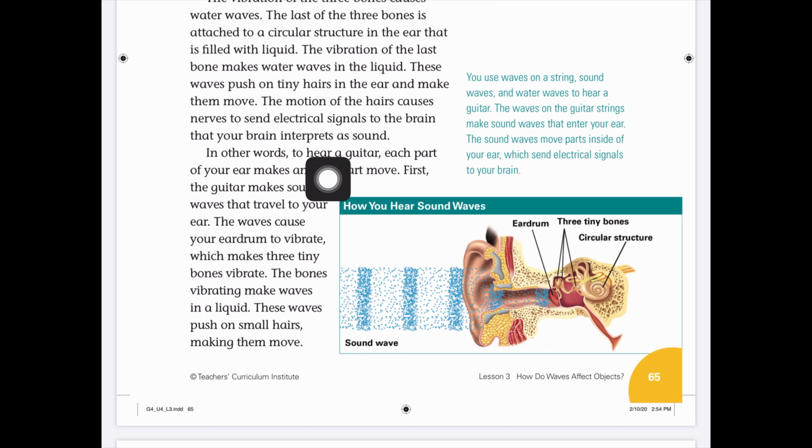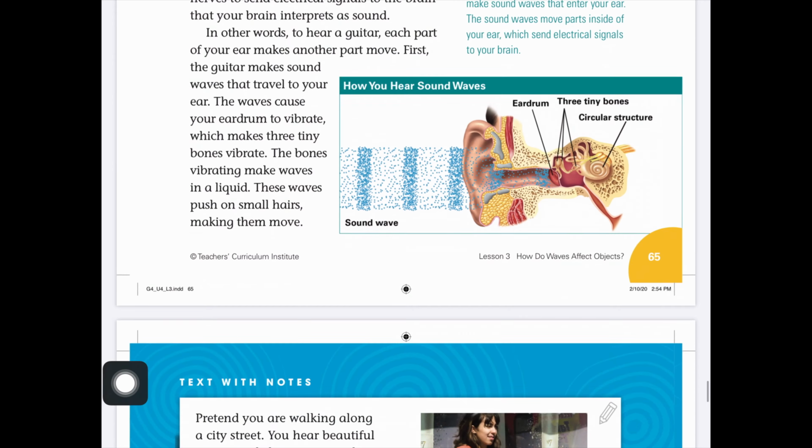In other words, to hear a guitar, each part of your ear makes another part move. First, the guitar makes sound waves that travel to your ear, and the waves cause your eardrum to vibrate, which makes the 3 tiny bones vibrate. The bones vibrating makes waves in a liquid. These waves push on small hairs, making them move. Like in this picture right here. Those little dots are part of the sound wave. Okay.